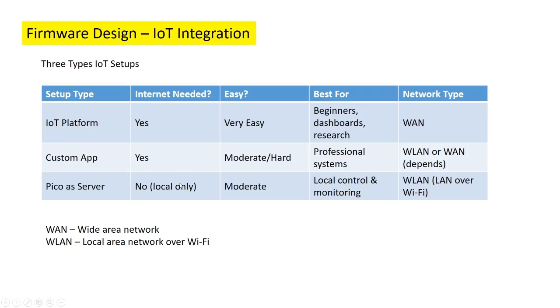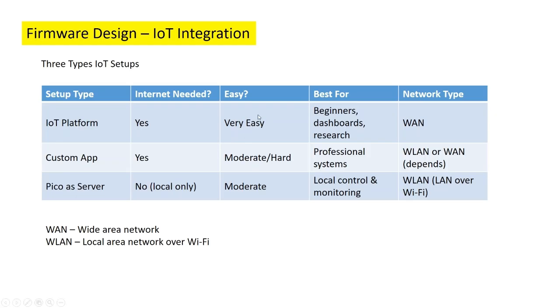All right, so for the Pico as a server, you do not need internet, so it's a local area network. Okay, so if you are staying in a place where there is no internet access, then you can decide to set up something like this. However, you'll be limited by the distance that your Wi-Fi or your local area access point can cover.